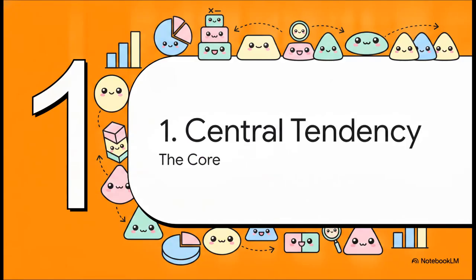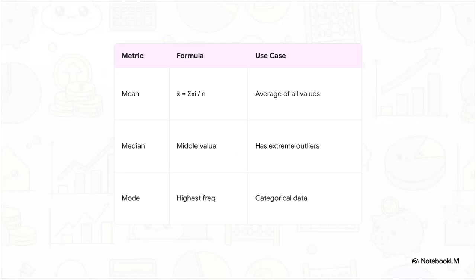Section 1. The core central tendency. This is our foundational tool. It's all about summarizing what just happened by finding exactly where the data is concentrated. All right, here are your 3 heavy hitters, so definitely take a screenshot of this for your personal cheat sheet.